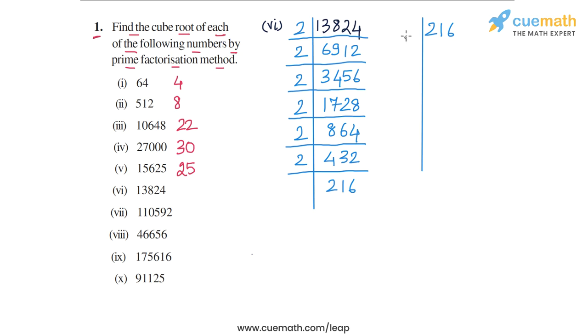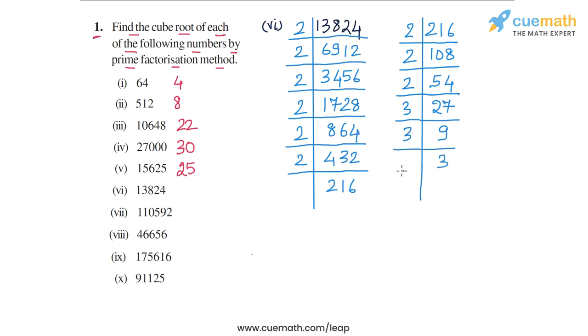So 216 is also even, so we take out another 2, and that gives us 108. This is again even, so we take out another 2, that gives us 54. Still even, so take out one more 2, that gives us 27. Now this is not even, but it is a multiple of 3, so we take out 3, and that will give us 9. We take out another 3, that gives us 3, and finally we take out the last 3, and this will give us 1. And this completes the prime factorization process.